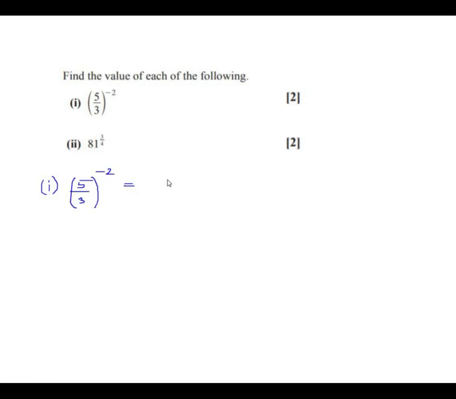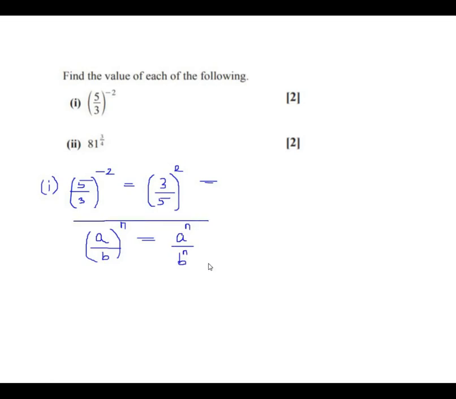So we simply reciprocate it. So it becomes 3 over 5 and the negative power changes to positive power. Now again we are going to use the law of indices over here. If we are getting something as (a over b) to the power of n, then we distribute the power to the number at the top and at the bottom separately.